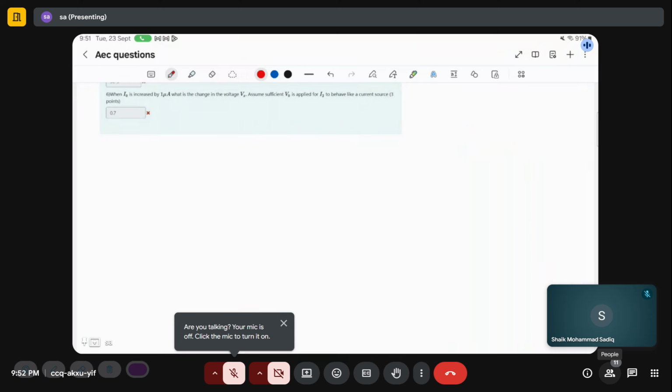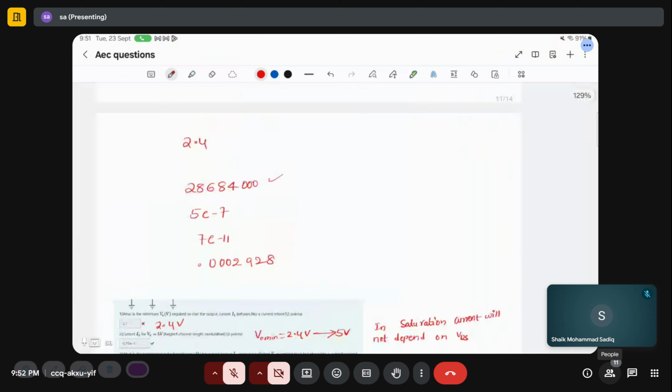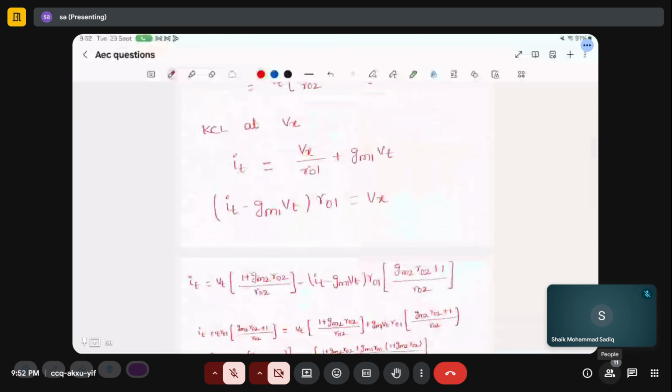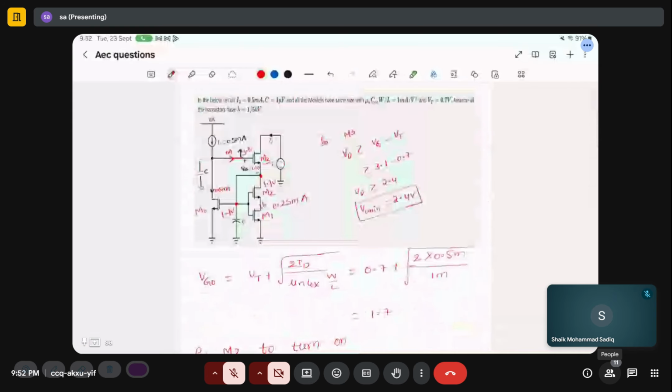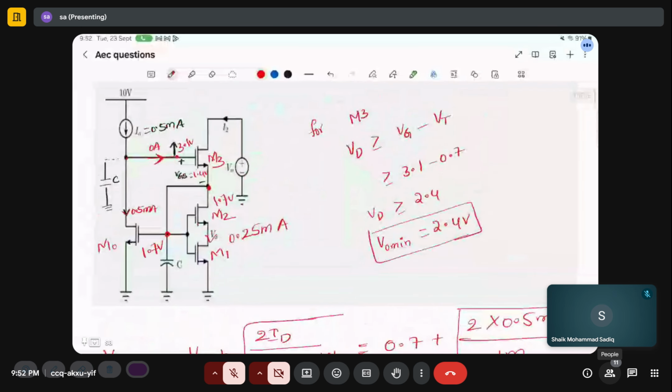So to find settling time, go back to the circuit. See, this is a first order system. Can anyone say why it is a first order system?